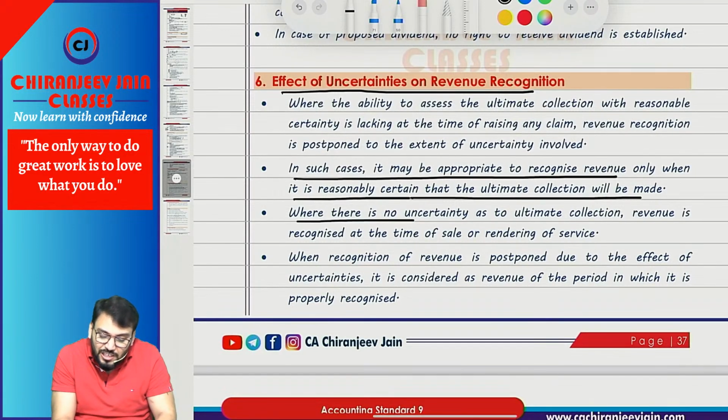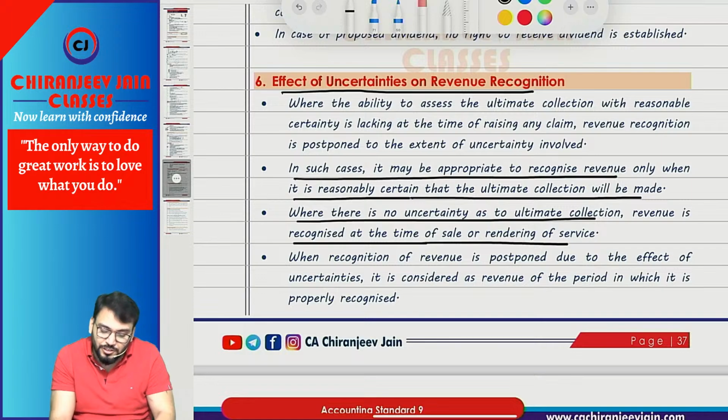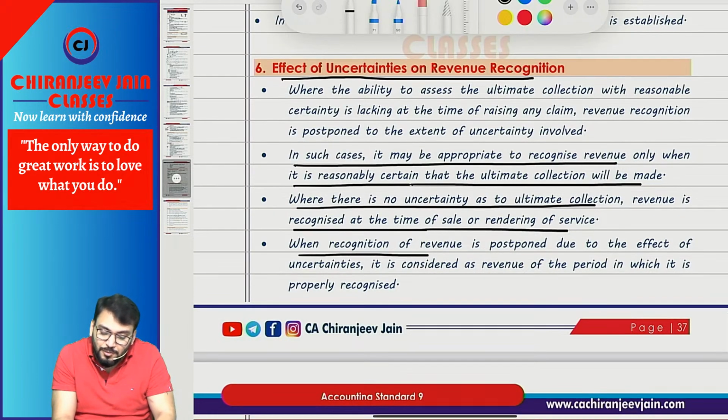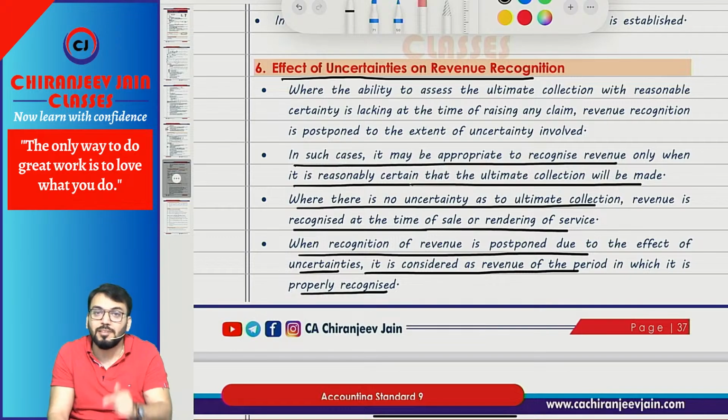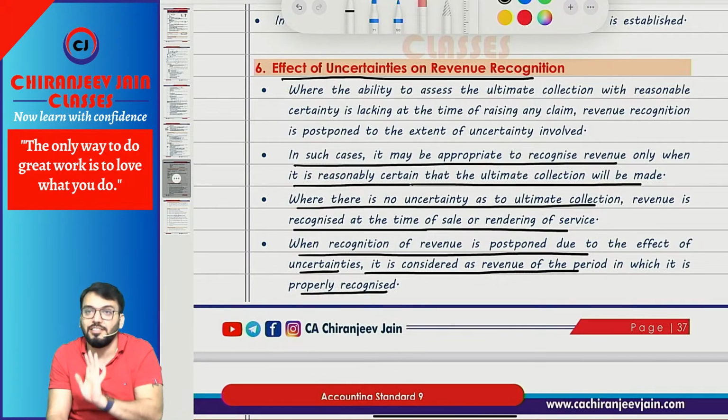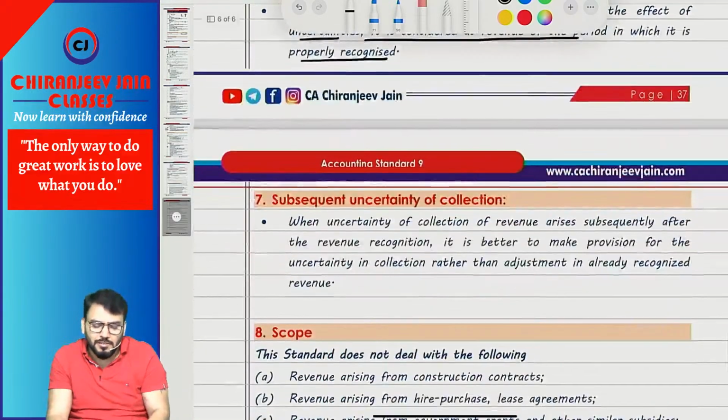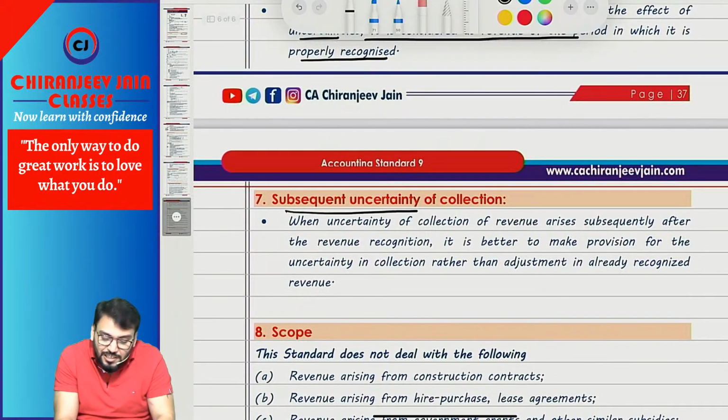When there is no uncertainty as to the ultimate collection, revenue is recognized at the time of sale or rendering of services. When recognition of revenue is postponed due to the effect of uncertainties, it is considered as revenue of the period in which it is properly recognized. Means it will become revenue of the year in which it is recognized.